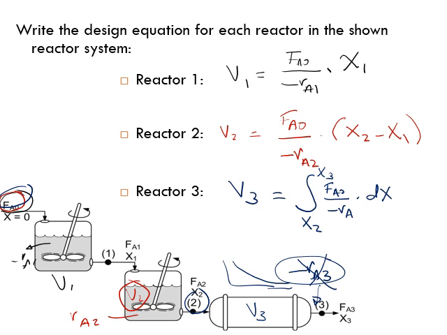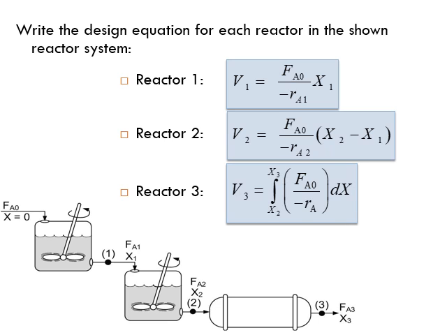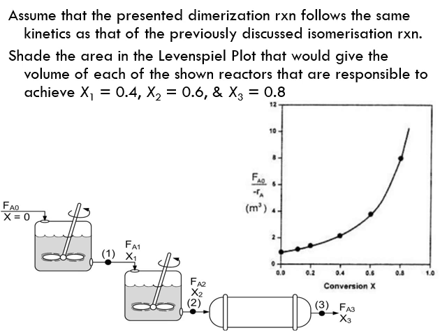So now we know how to write the design equations as explained. Assume that the presented dimerization reaction follows the same kinetics as that of the previously discussed isomerization reaction. So just take the same kinetics. Shade the areas in the Levenspiel plot that would give the volume of each of the shown reactors that are responsible to achieve X1 = 0.4, X2 = 0.6, X3 = 0.8. So let's shade the areas.